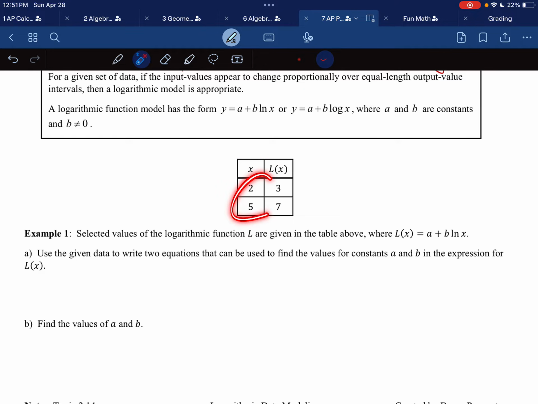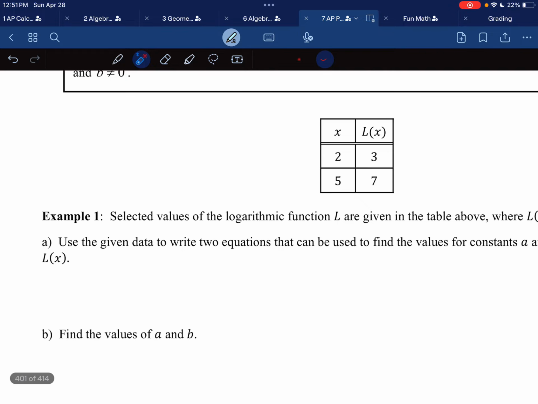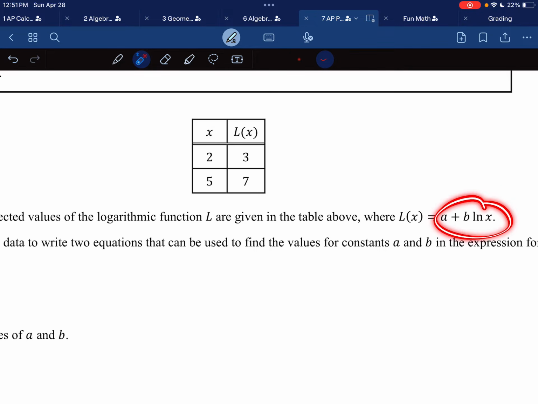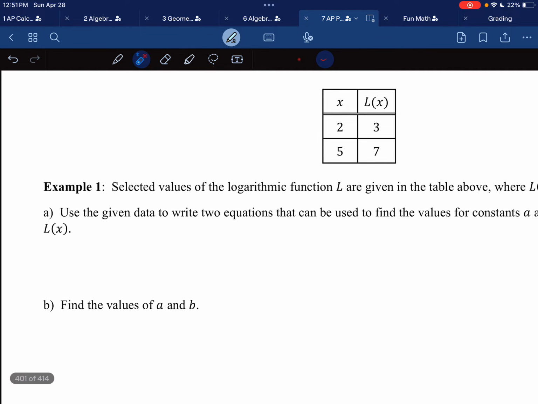Selected values of a logarithmic function are seen above in that table. And we need to write two equations, and then we're going to use those equations to solve for a and b. It's interesting that we have to do this because the only way that I know of actually taking a logarithm is by using a calculator. So couldn't you just use regression? Okay, whatever. Let's pretend that we didn't have a calculator and we'll use only a calculator at the very end here. So two equations. So again, I'm going to basically copy it down over here.